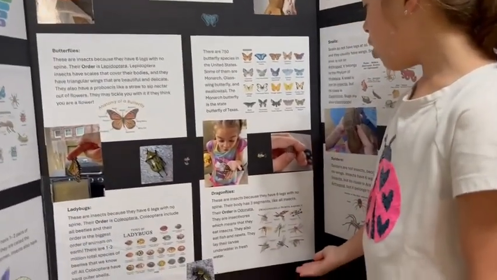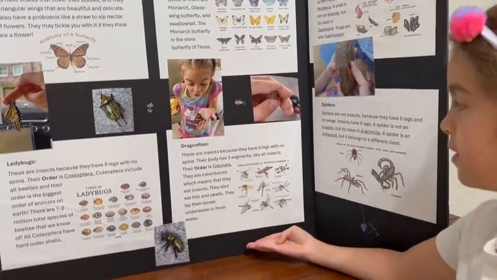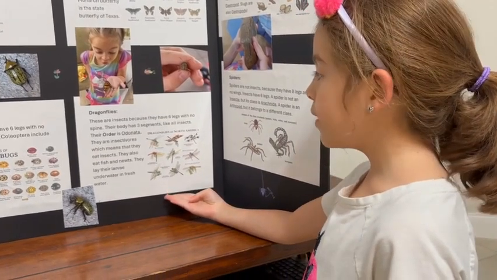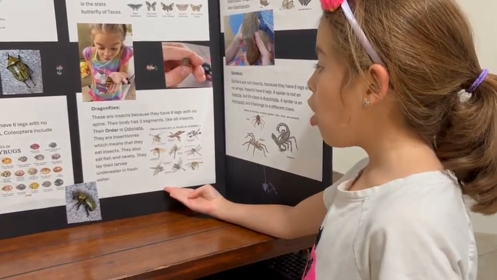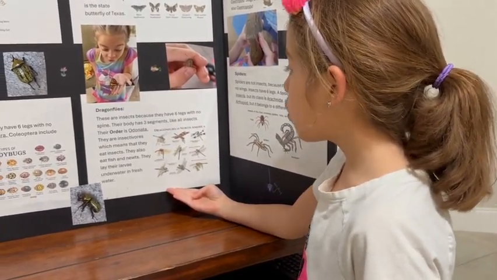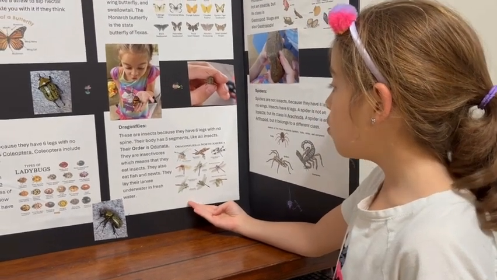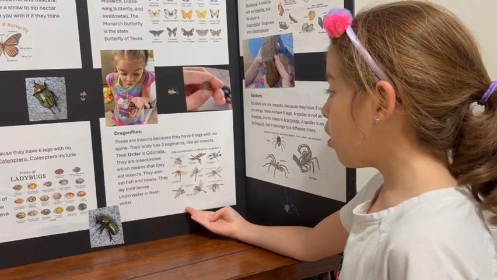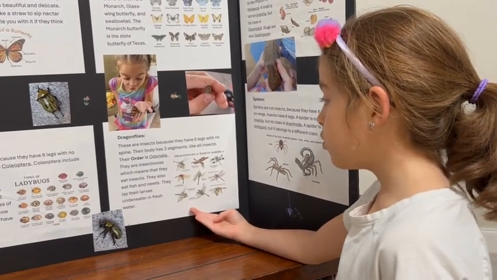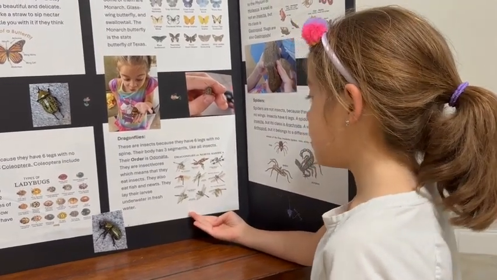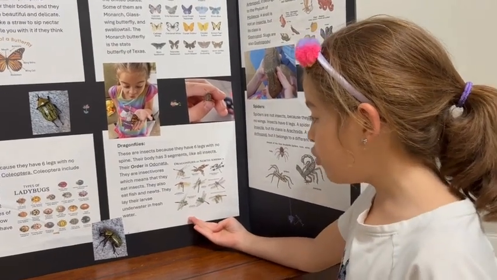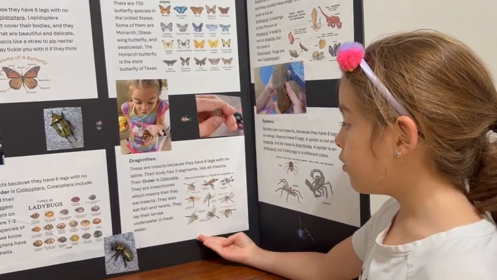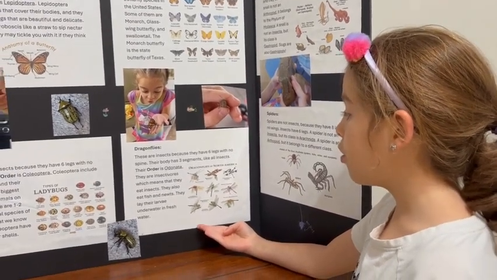Dragonflies. These are insects because they have 6 legs with no spine. Their body has 3 segments. Like all insects, their order is Odonata. They are insectivores, which means they eat insects. They also eat fish and newts. They lay their larvae underwater in fresh water.